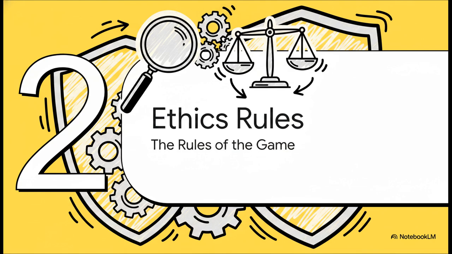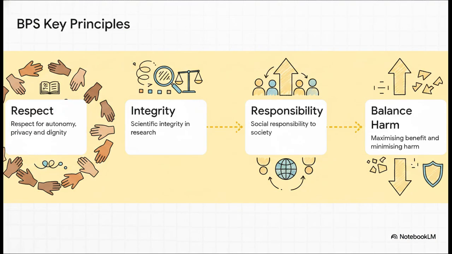Let's talk ethics. The 2014 BPS guidelines lay out 4 non-negotiable steps that essentially form your ultimate moral duty of care as a researcher. We're looking at respect for autonomy, scientific integrity, social responsibility, and maximizing benefit while minimizing harm. Basically, you have to respect cultural differences, ensure you aren't making wild or misleading claims, provide actual value to communities, and above all, carefully balance the risks against the benefits of your studies.